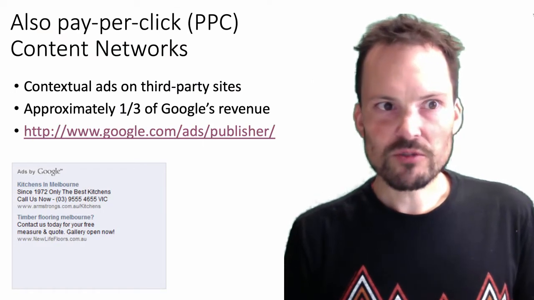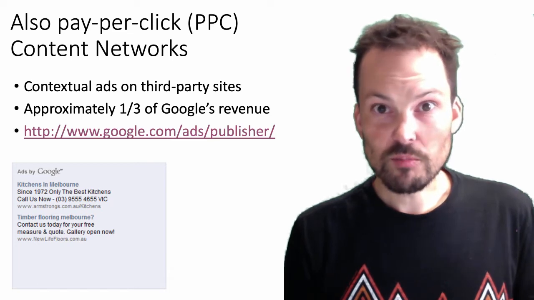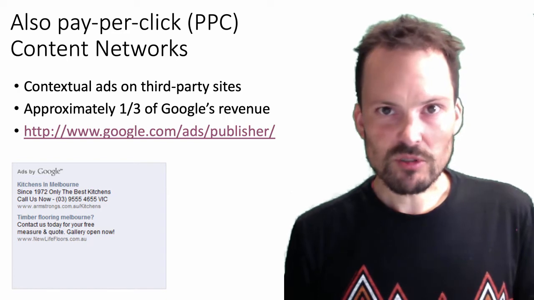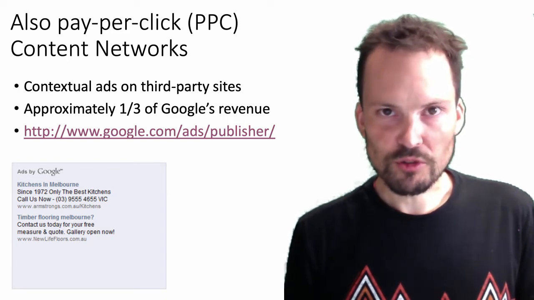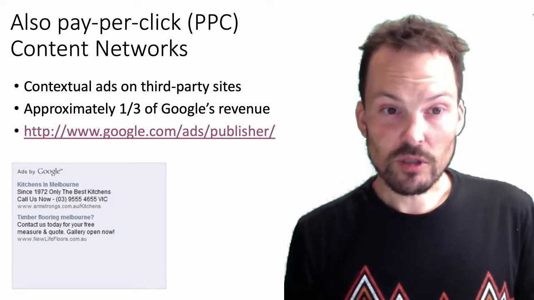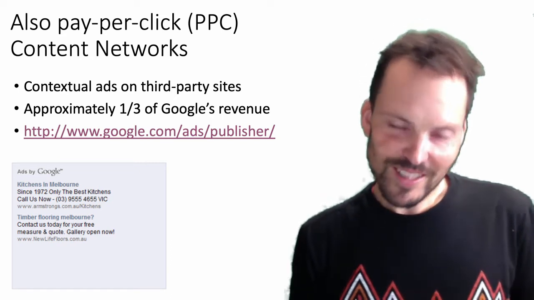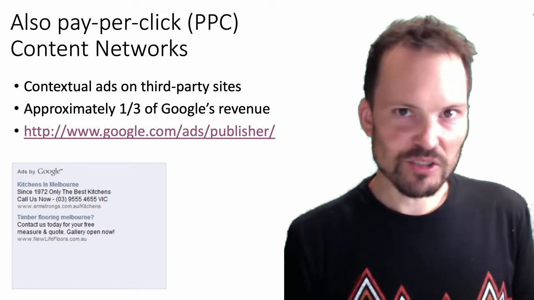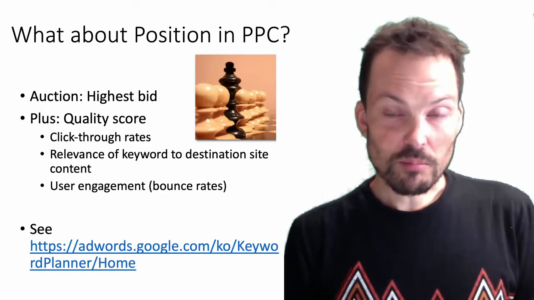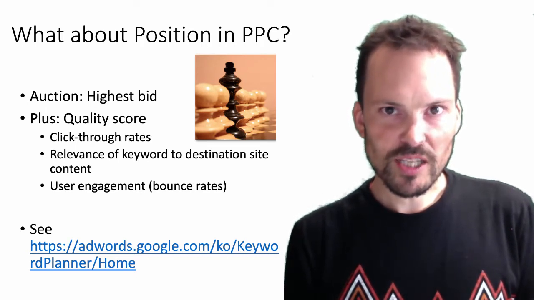So also in the pay-per-click strategy is content networks, and that is contextual ads that are placed on third-party sites. So many websites are making a lot of money for allowing Google to post ads on there, and that's actually up to 1/3 of Google's revenue. If you have some leftover space on your website, you may consider to have a Google ad on there.